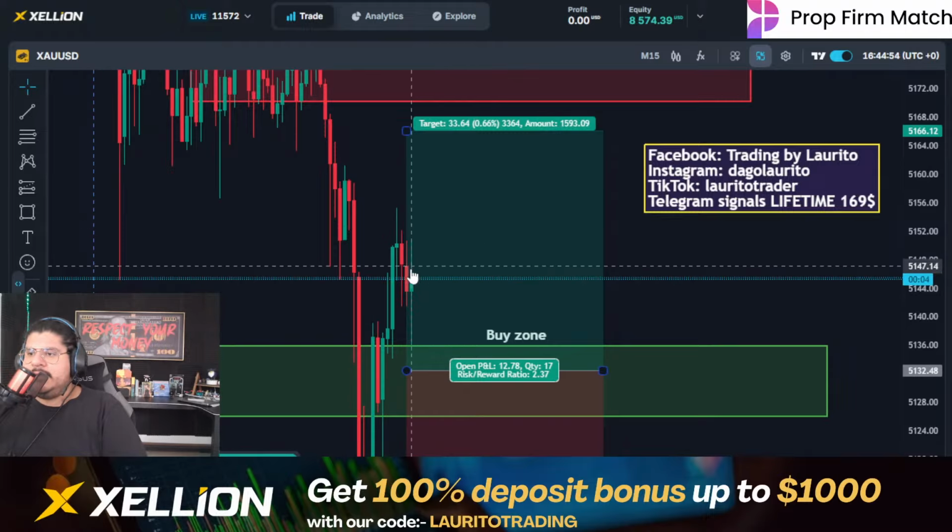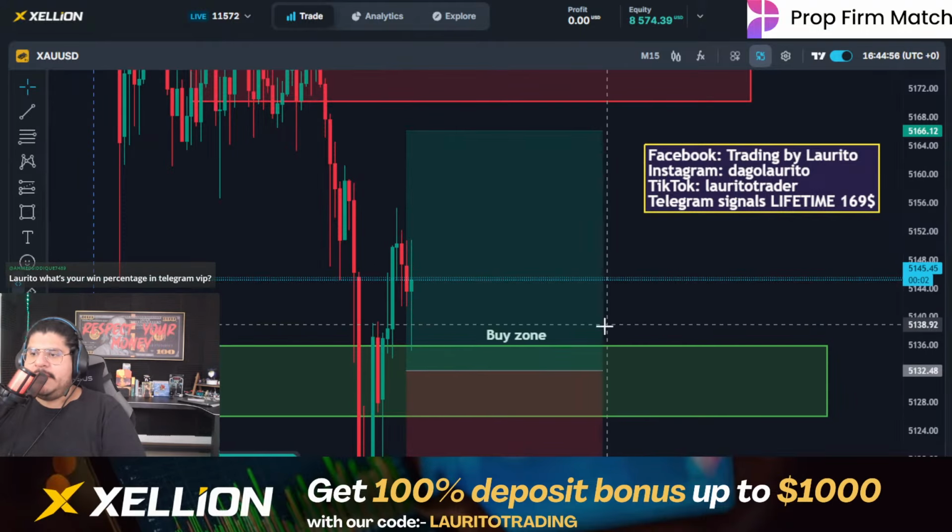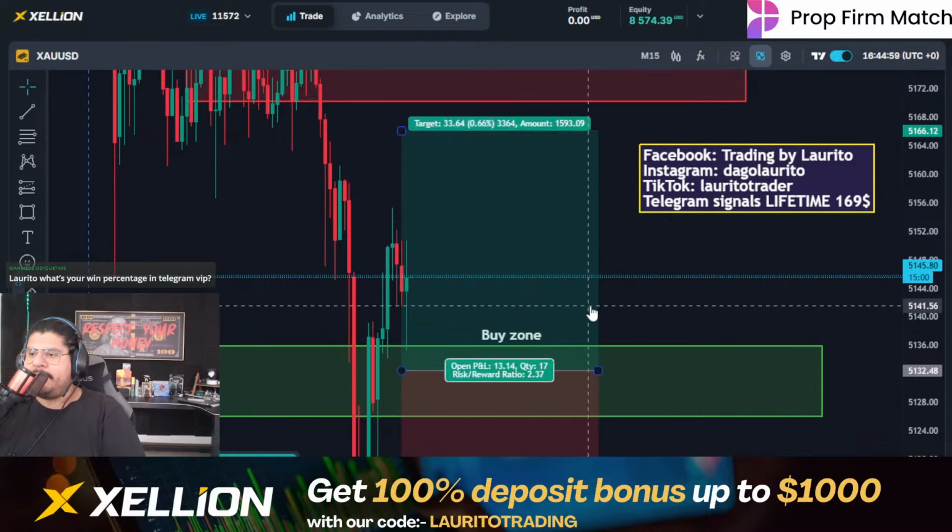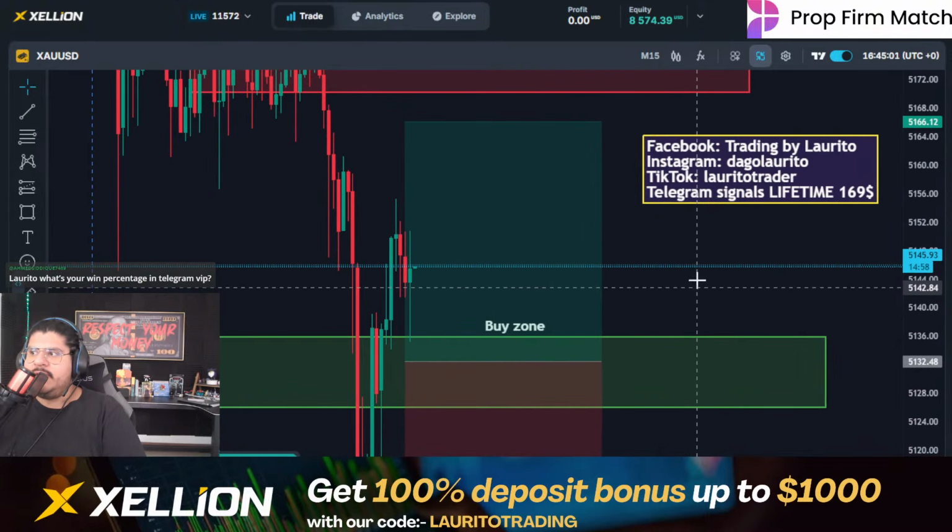Okay, we got this candle. Looks like a pin bar reaction. So probably we will see a retracement. Okay.